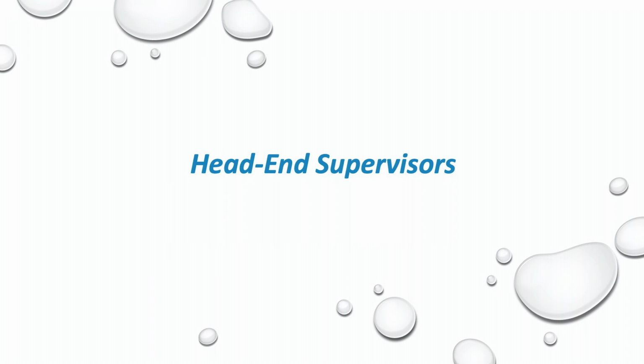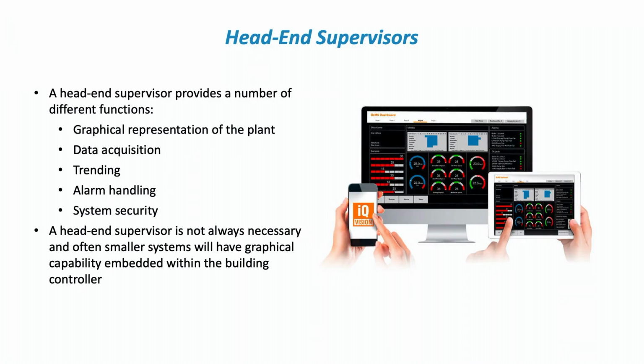Another element of a BMS system is a head-end supervisor. Head-end supervisors are PC-based systems. They perform a number of functions. We have a graphical representation of the plant. We can acquire data. We can trend data. We have alarm handling built in, and generally it's where we put the system security in as well.